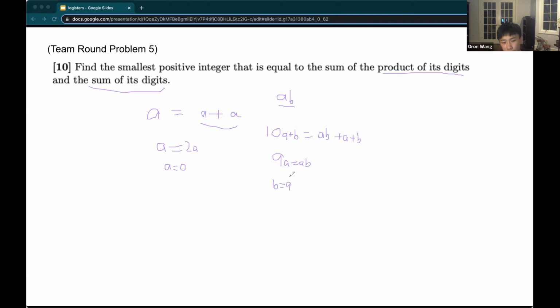So this tells us that it doesn't matter what A is as long as B equals 9. So we can set A to be anything. And we want this to be the smallest positive integer. So we let A equals 1, B equals 9. And the answer is 19. And we can check that this works. We get 19 is equal to 9 plus 10, since 9 is 1 times 9 and 10 is 1 plus 9. So then 19 is our answer.